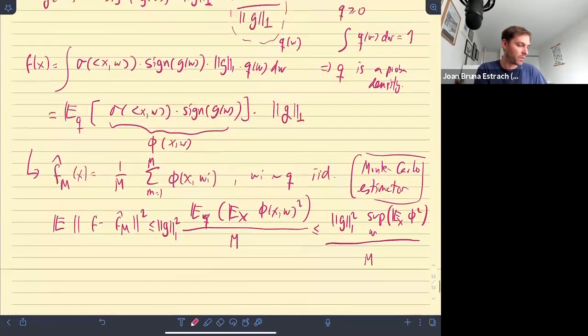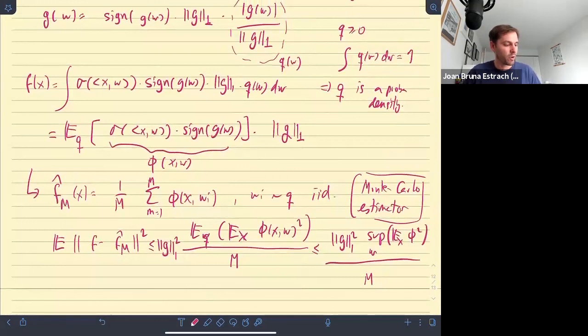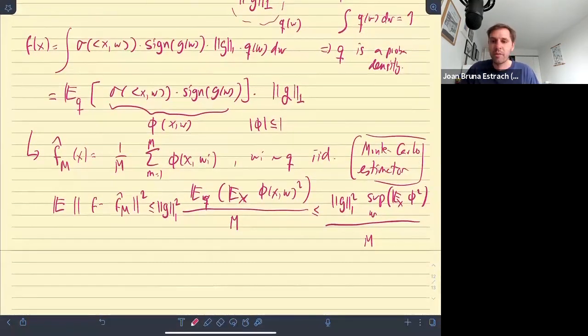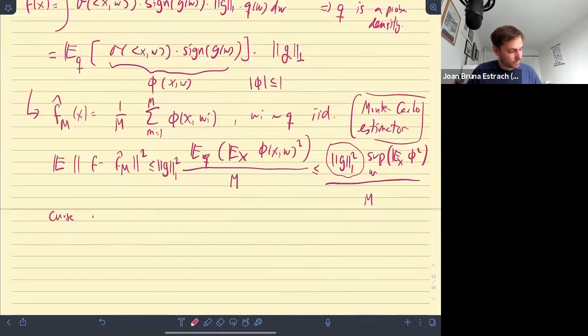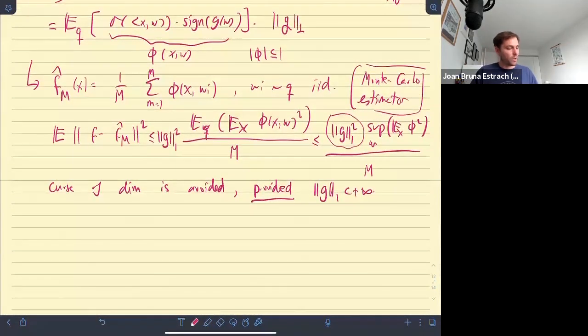Think about these activation functions here. If this is like the complex exponential, phi is always controlled by one, right? In the case of Fourier. So the key driver of this quantity is this norm, right? So here there's no curse of dimensionality, the curse of dimensionality is avoided, of course, provided that G is finite. Okay, and so here, of course, I just try to give you the main idea.